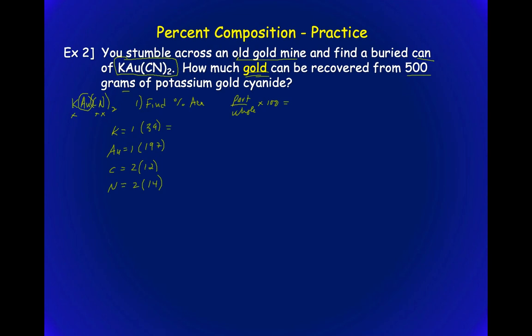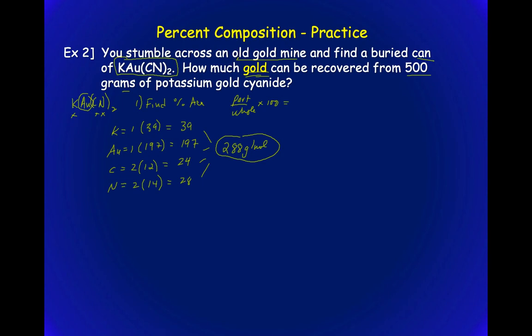Okay, if I multiply all this out, I get 39, I get 197, having fun, 24, I'm sorry, and 28. Okay, so if we add all of these numbers together, we'll get a grand total of 288 grams per mole. Just take a quick note. Notice how much heavier gold is than the rest of these elements. So gold makes up most of the mass of the whole thing.